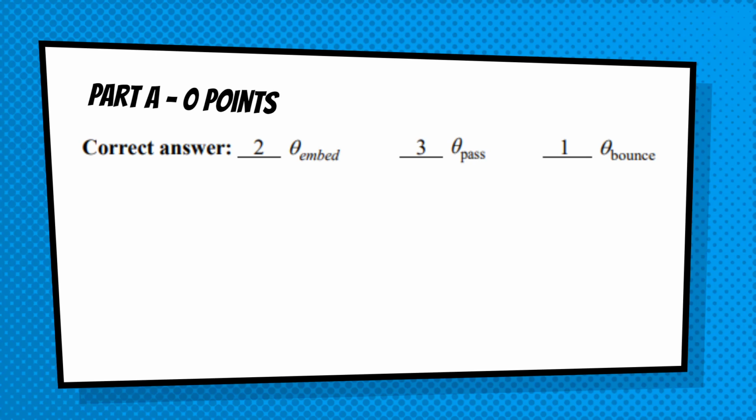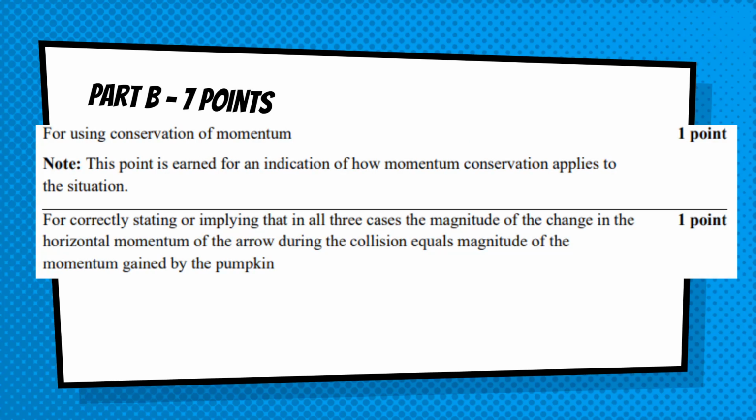So let's take a look at the points and how those are distributed. There are a total of 7 points for part B. This is just the first 2. I'm going to show some more in a second. You're going to score these as we go.